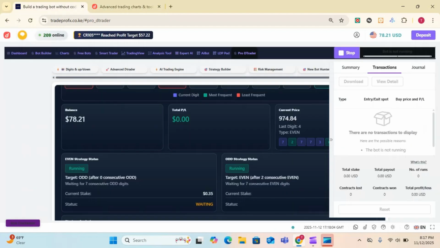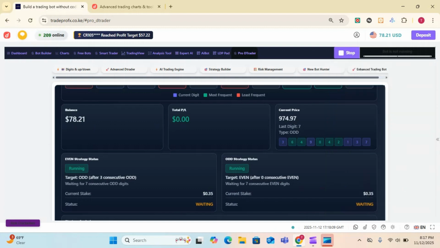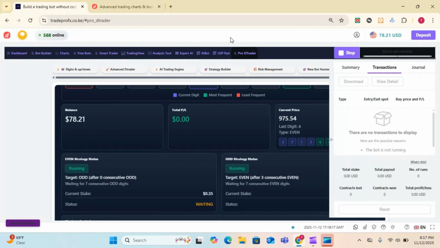So that is why I've built this bot here, which is the enhanced trading bot. It helps you gauge whether your account can sustain any of those four losses.